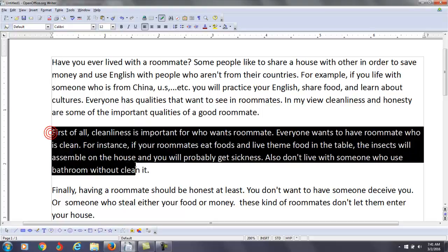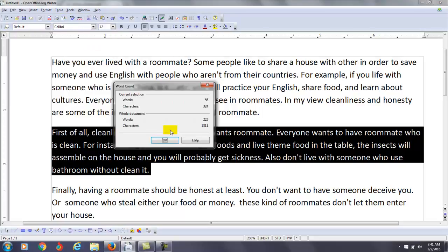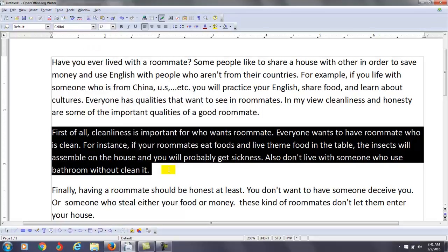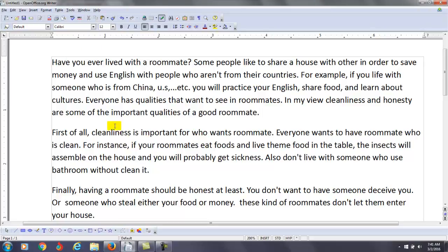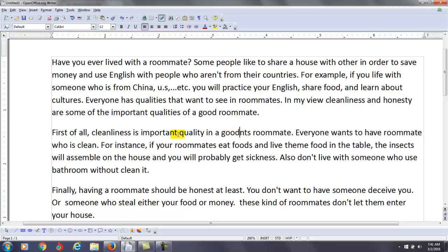Okay, let's take a look at your second paragraph. We got to do more than this, I'm telling you. We have to develop your ideas more. You need more precise language. So this is, cleanliness is important. I'm going to say important quality in a good roommate.